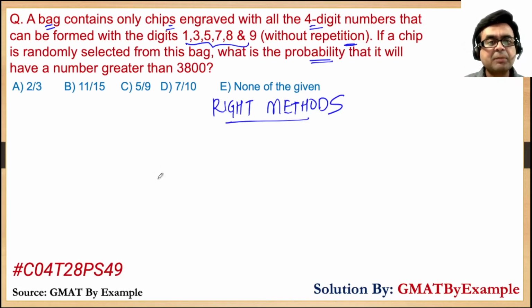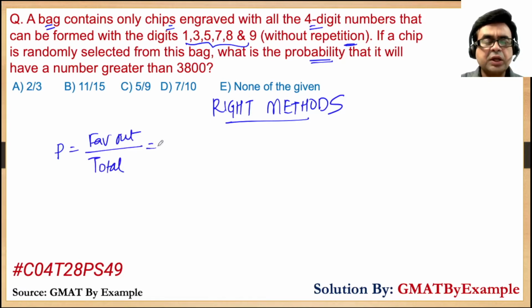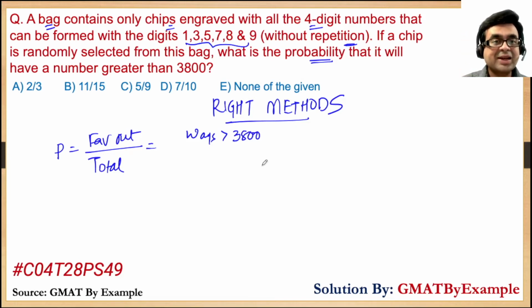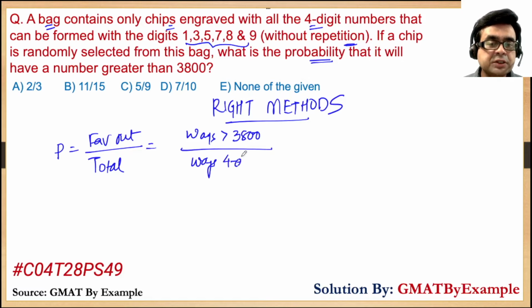So first, let's think about probability. Probability is simply favorable outcomes divided by total outcomes. So in terms of our strategy, we have to find the number of ways to get something greater than 3800, and we will remember to include the numbers starting with 38, otherwise we will get this wrong, divided by the total number of ways of making 4-digit numbers from the given digits. So how would we go about solving this question? There are 3 different methods to solve this question.